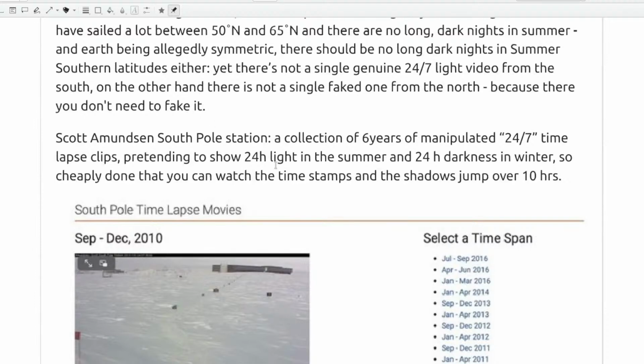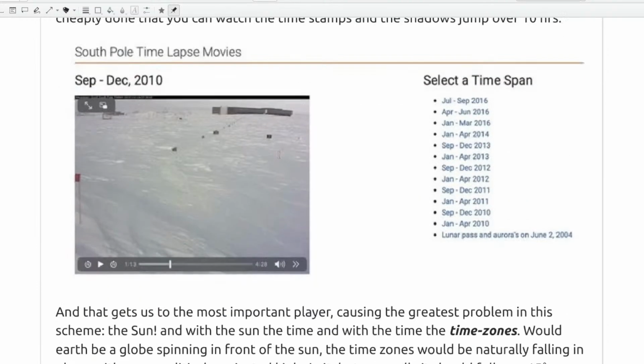Scott Amundsen South Pole Station, a collection of 6 years of manipulated 24/7 time-lapse clips pretending to show 24-hour light in the summer and 24-hour darkness in the winter, so cheaply done that you can watch the timestamps and the shadows jump over 10 hours.